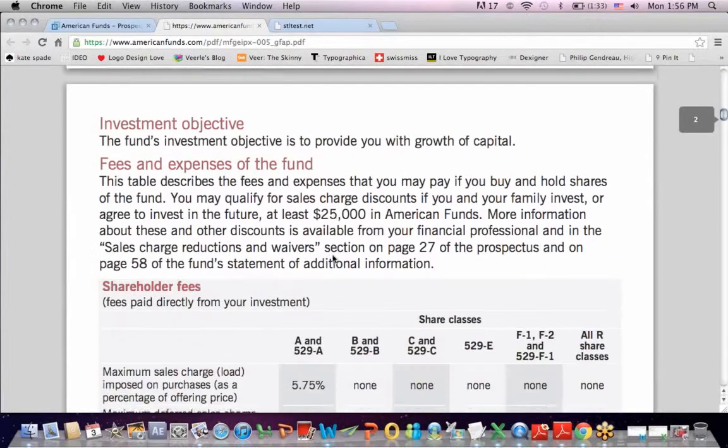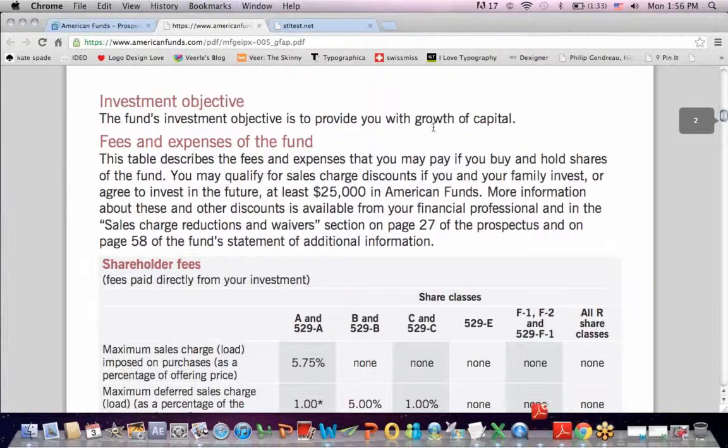So the fund's objective is growth of capital. It is a growth fund buying stocks and hoping that a combination of dividends and capital gains will cause your money to grow.